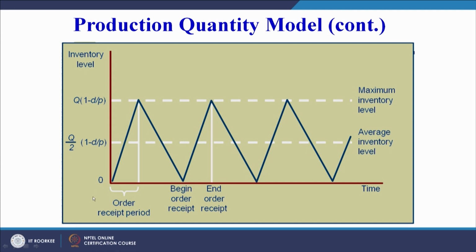we are not receiving the order all at once. If we received the order all at once, from 0 the value would rise directly to Q, but that is not happening. We are receiving the material here, and the demand is also constant. So begin order receipt here and end of order receipt here. There is a period of time in which we are receiving the order that we have already placed.